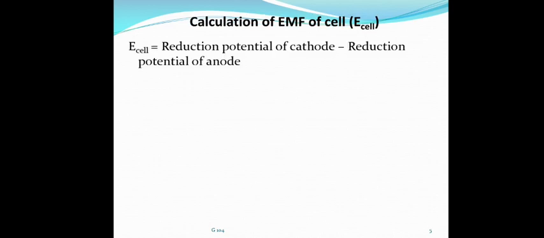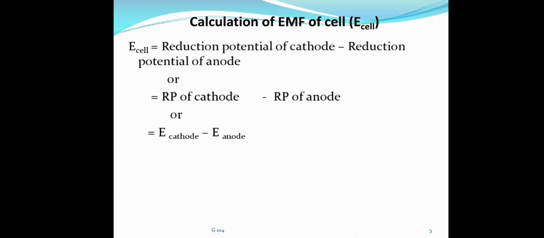So E cell is equal to reduction potential of cathode minus reduction potential of anode. I told you in the last class, for the electrode potential you have to take only the reduction potential, not the oxidation potential. So it is the reduction potential of cathode minus reduction potential of anode, or E cathode minus E anode, or E right hand side minus E left hand side.